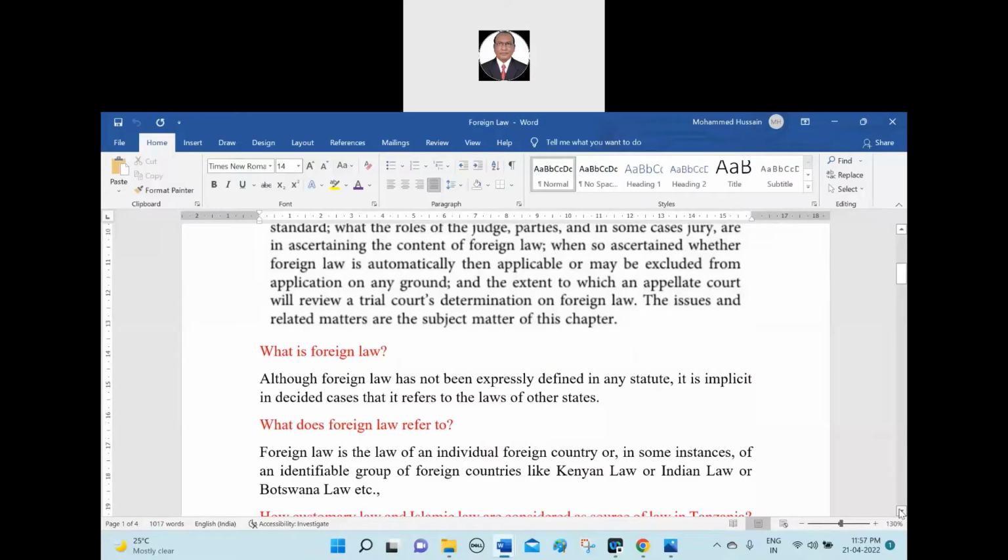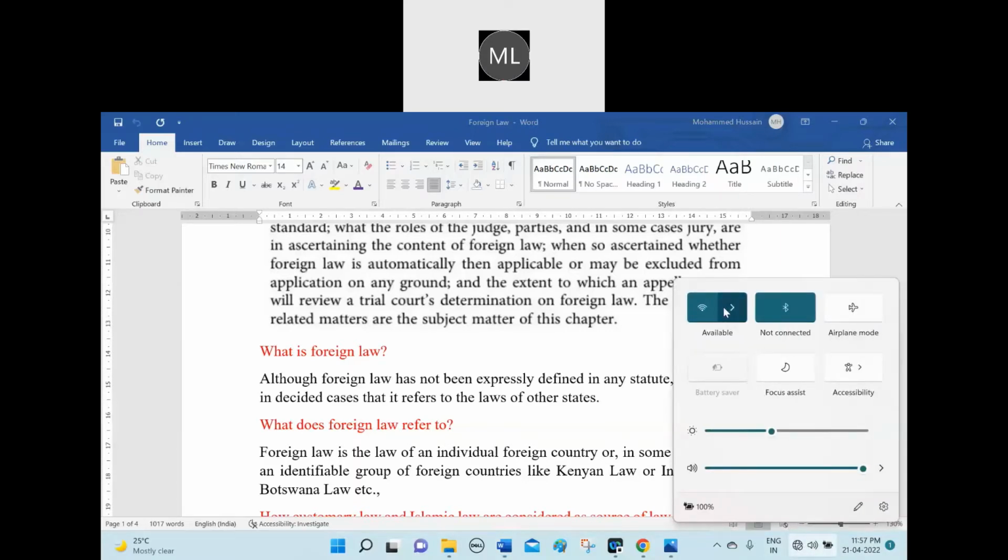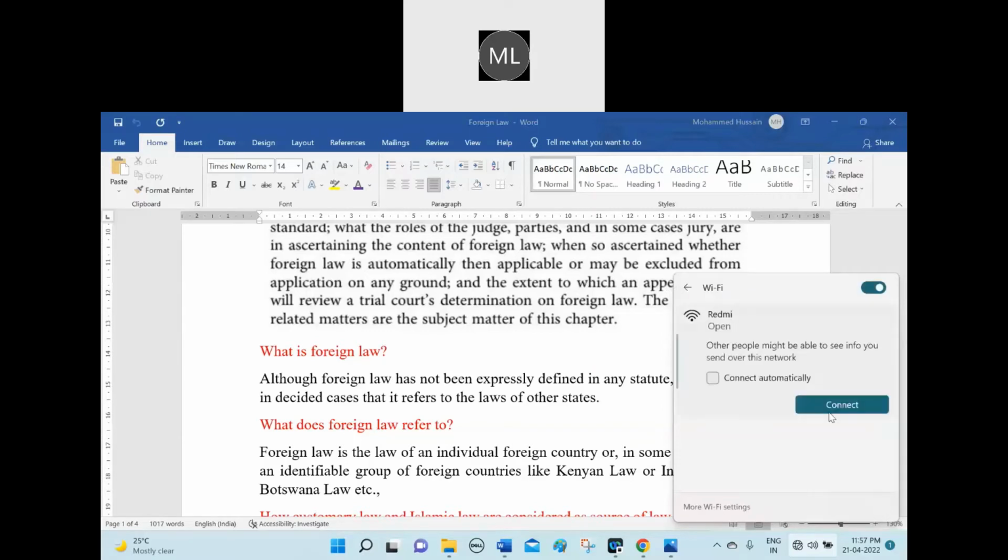Not the same person. Other people should have to read. Quickly. Click. Okay, what is foreign law? Yes, some problem is there. Some problem has come over there.